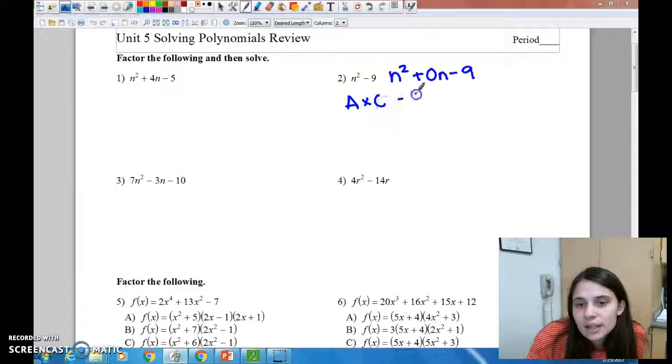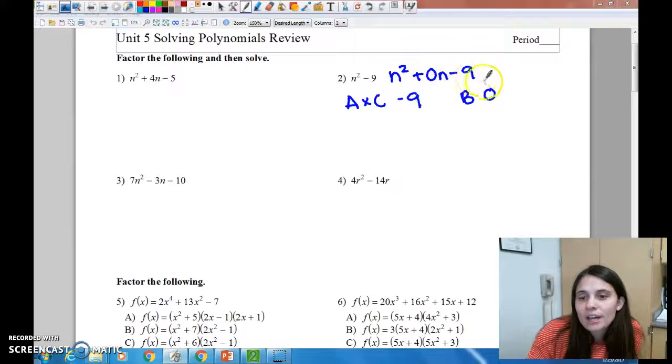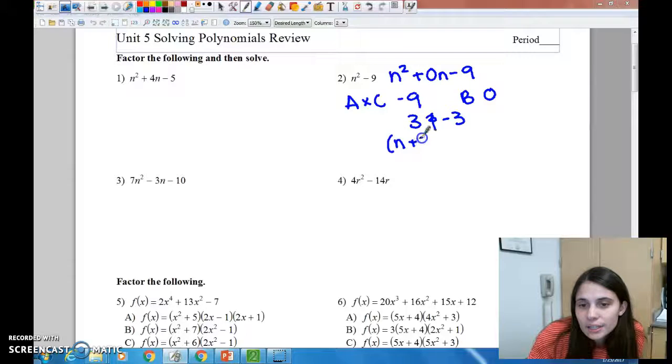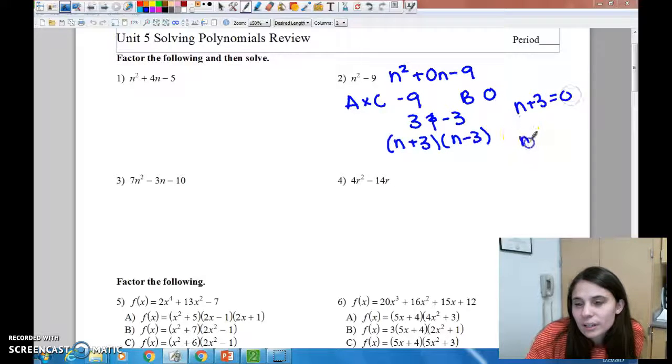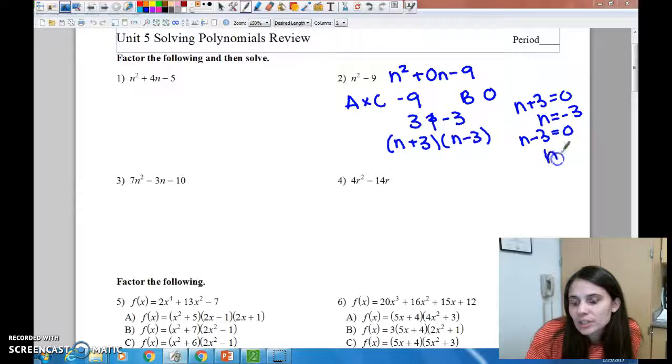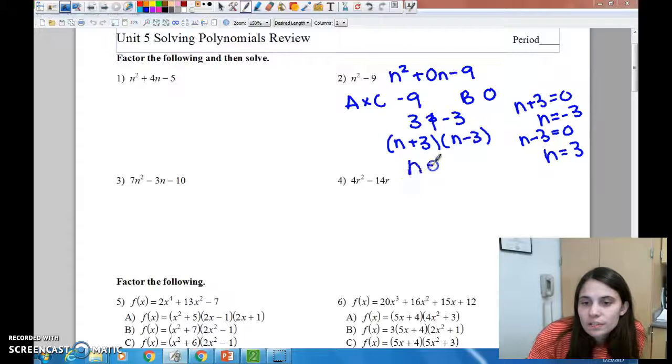And then I can factor it just like I factored number 1. So a times c is -9, and b is 0. So two numbers that multiply to -9 and add to 0 are 3 and -3. So this factors to n plus 3 times n minus 3. And then if I set each of these equal to 0, so I have n plus 3 equals 0 and n minus 3 equals 0. On this one, if I minus 3 from both sides, n equals -3. This one, I add 3 to both sides, so n equals +3. So in this case, my solutions are n equals -3 and 3. And there's my solution.